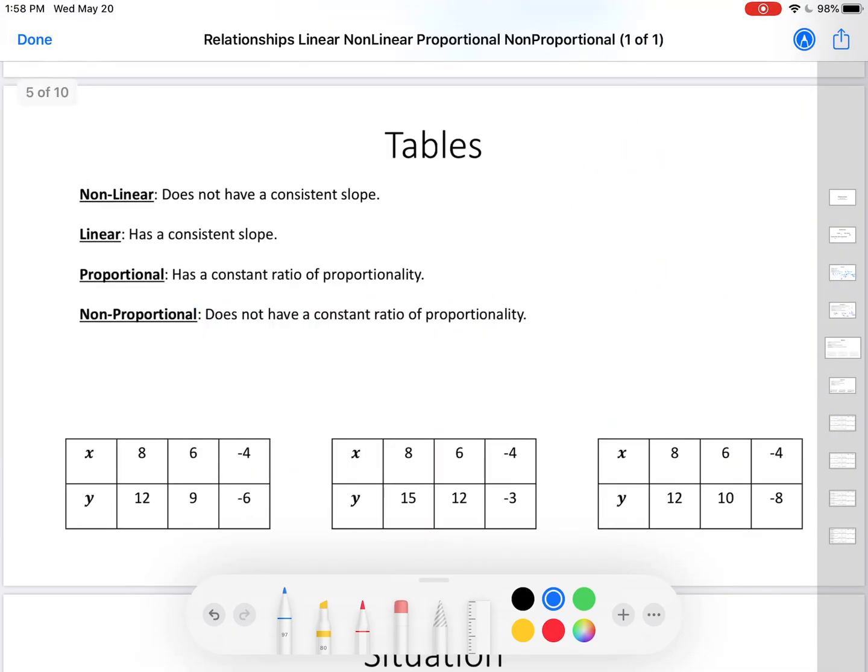So that's that one. What if you have a table? If it is nonlinear, it does not have a constant slope. If it is linear, it will have a constant slope. If it's proportional, it has a constant ratio of proportionality. If it's non-proportional, then it does not have a constant ratio of proportionality.